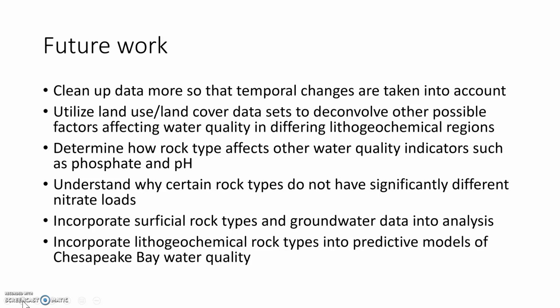As this was only a partial study, there is much more work to be done. Future work will clean up the data more so that temporal changes are taken into account. Utilize land use and land cover datasets to deconvolve other possible factors affecting water quality in different lithogeochemical regions. Determine how rock type affects other water quality indicators, such as phosphate and pH. Understand why certain rock types do not have significantly different nitrate loads.